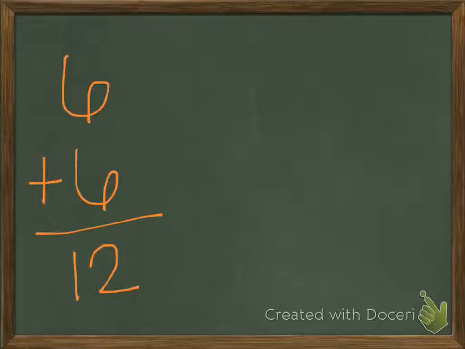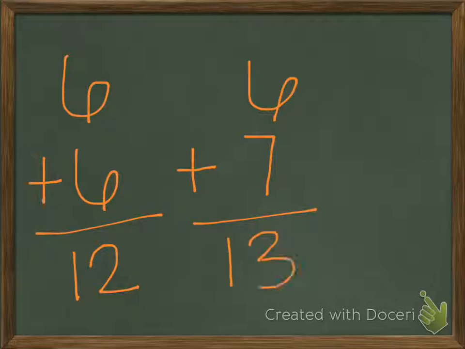So, if I know that 6 plus 6 equals 12, then it can help me solve a more challenging problem, like 6 plus 7. If I know that 6 plus 6 is 12, then 6 plus 7 is just going to be one more, 13.